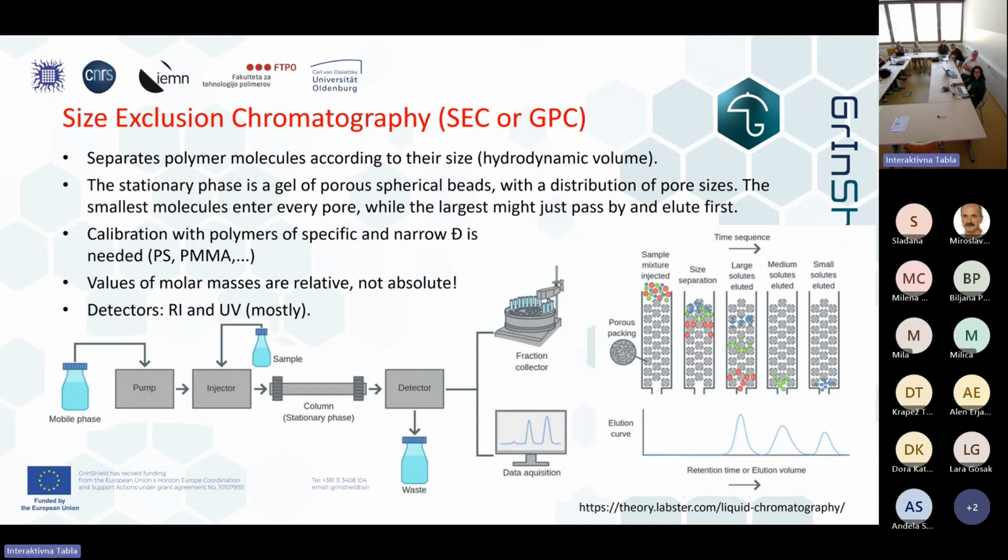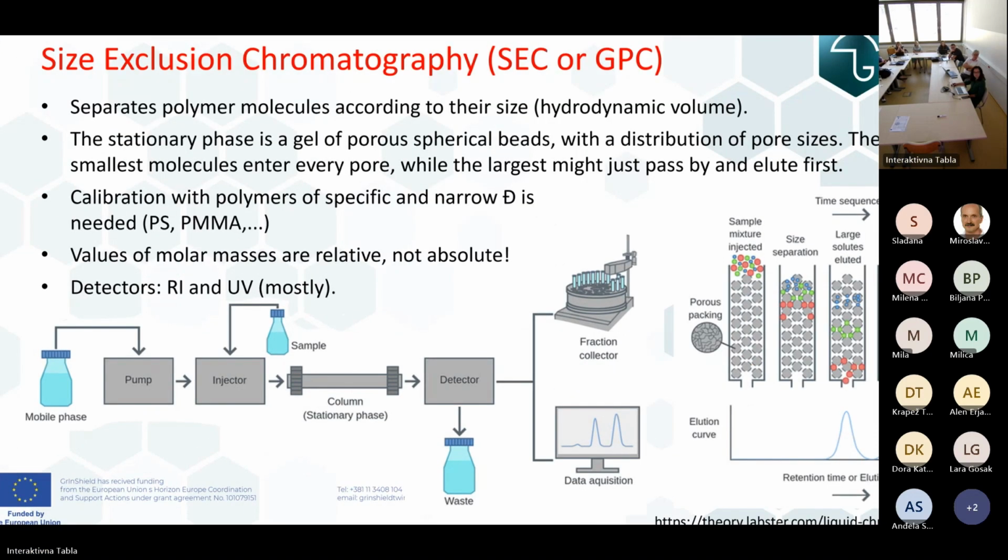Detectors are usually refractive index or UV, if there are double bonds or something that absorbs UV light. And what is good, at the end we can also collect fractions of those samples for further analysis, for example for NMR analysis.